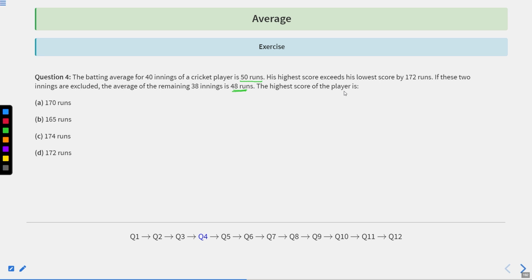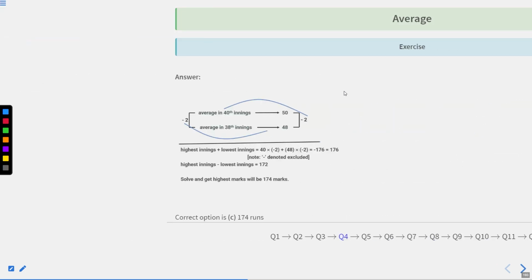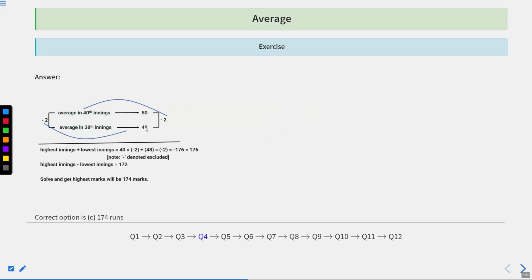So this question is very similar to the question that we studied in the previous slide, but the difference is that the previous question was set in a student context and this one is about cricket. The story in this question is about cricket, but the basic concept is going to remain the same. So let us look at the solution.